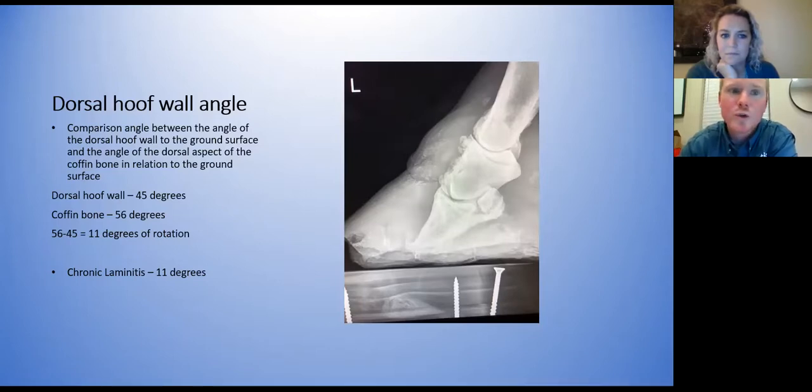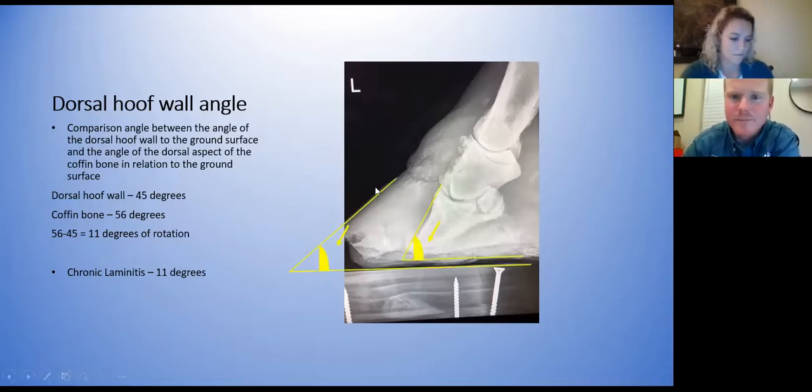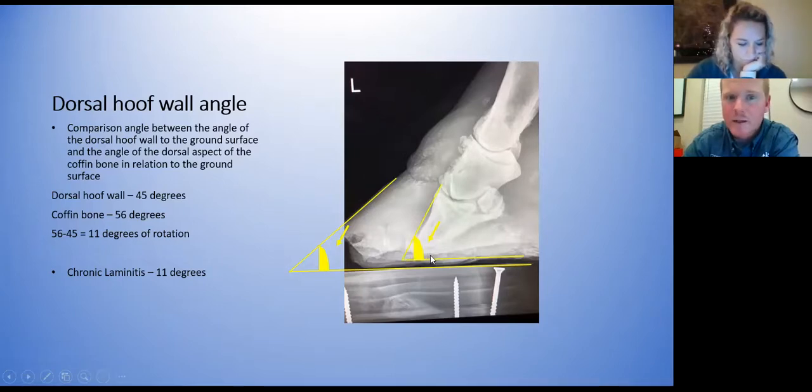And so the dorsal hoof wall angle is the comparison angle between the angle of the dorsal hoof wall, which is here, in the front, and the ground surface, and then the angle of the coffin bone to the ground surface. And you take those two angles and you subtract them.